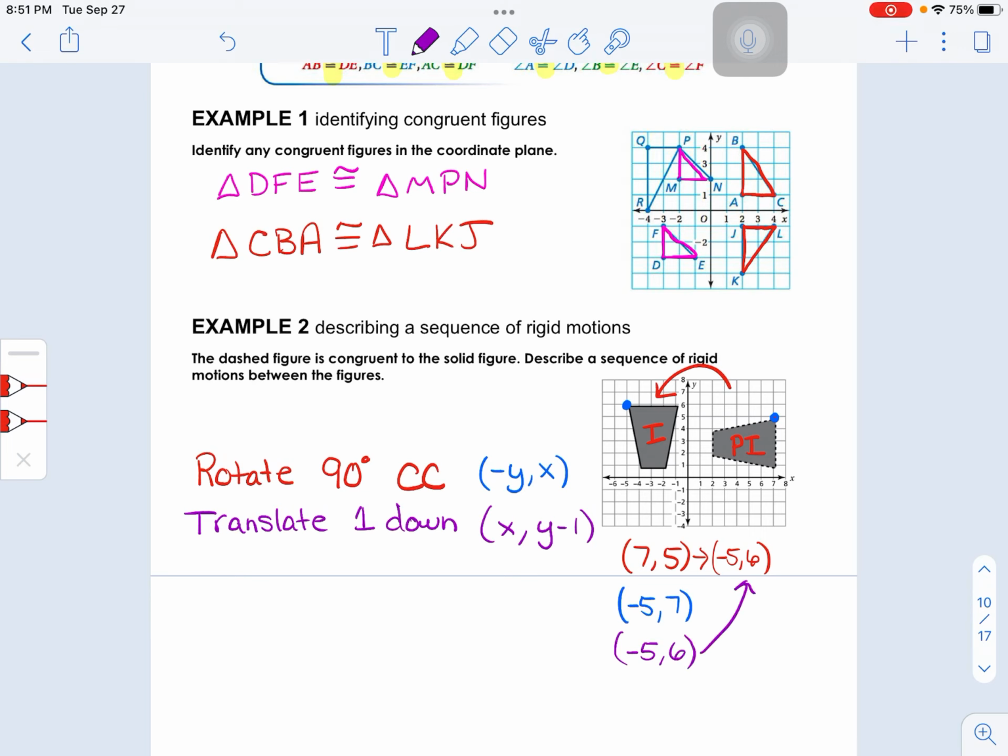Okay, and if it worked for one of those ordered pairs, it's going to work for the rest of the ordered pairs in that figure. Okay, so my answer is that sequence, which is rotating and then translating. A lot of times for these, there is more than one correct answer. So if you came up with a different sequence of rigid motions, just check with your coordinates to see if they work. Okay, this was the one that I saw.